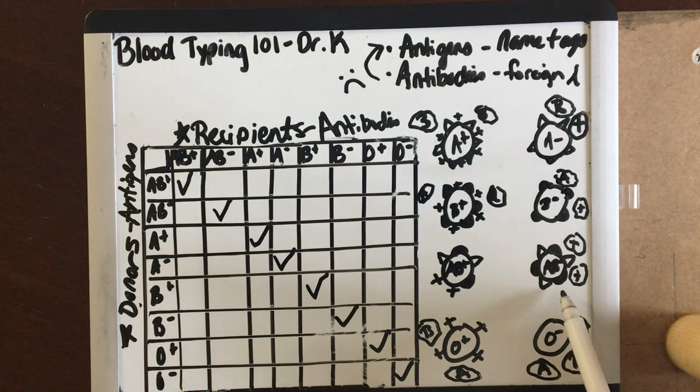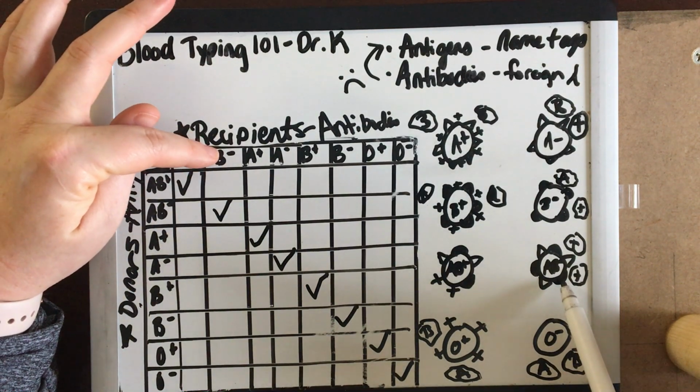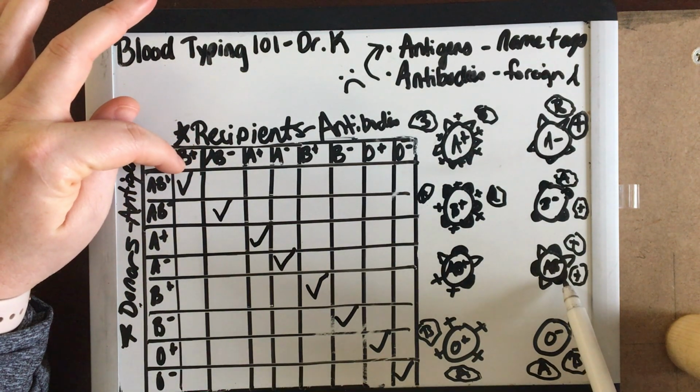Where's AB negative? He's over here. Donor's antigens. So he wears the A and the B antigens, okay? A and B antigens, that's it. Then the recipient is AB, oh, there it is, AB positive, okay?